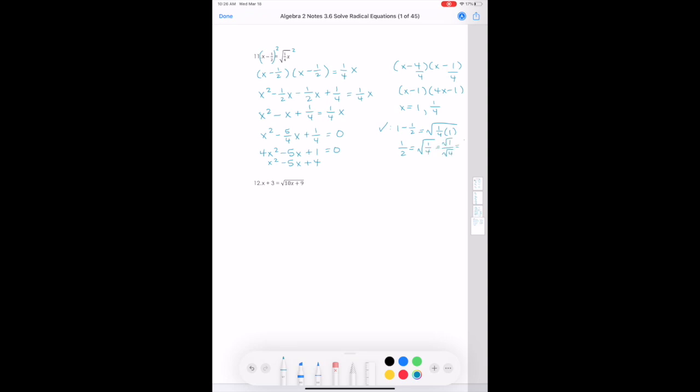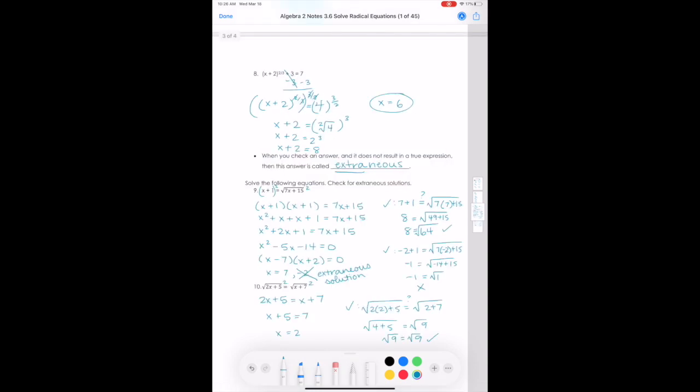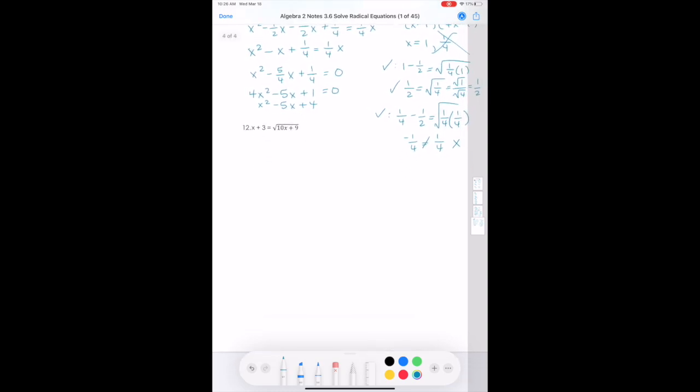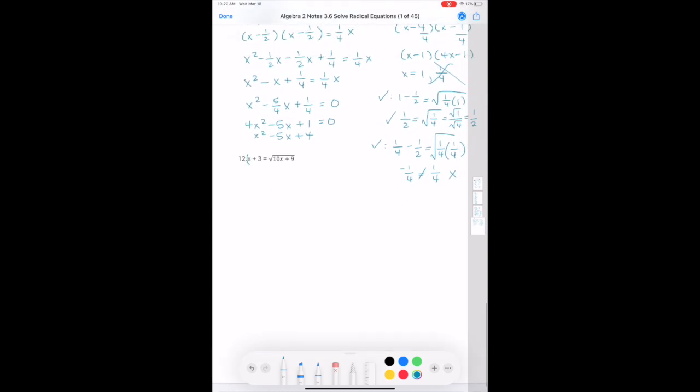Alright, I'm just showing you that the square root of 1/4 is 1/2. So 1 does work out. And then 1/4 minus a half. So plugging in 1/4 this time. 1/4 minus 1/2 is a negative 1/4. And then the square root of 1/4 times 1/4 is 1/4. So again, we only want the positive square root, sorry, little glitch. So that one doesn't work. So only one solution for number 11.